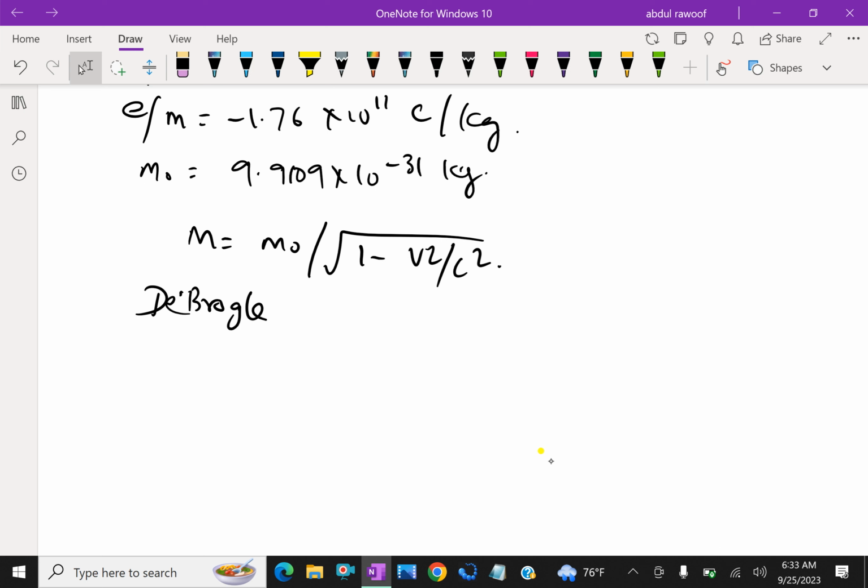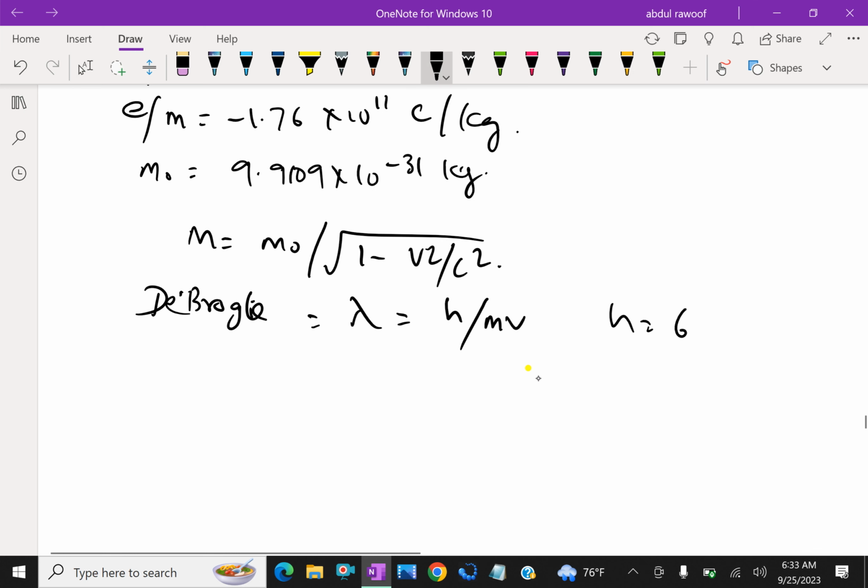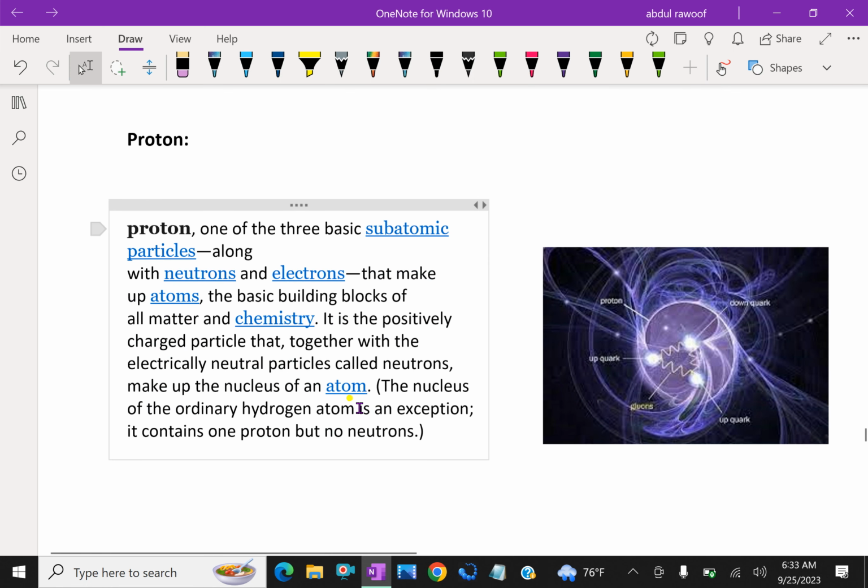De Broglie wavelength equals, that is lambda equals h over mv, where h equals Planck's constant, m is mass, and v is velocity of the electron, where the value of Planck's constant h is 6.626 into 10 to the power of minus 34 joule second. Next we'll discuss the proton.